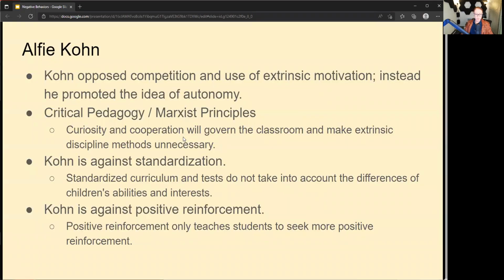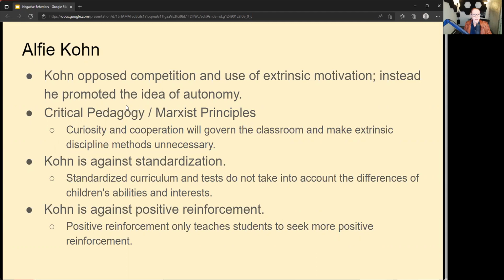So we're going to, as usual, look at a few theorists and look at their work and see how that influences how we approach dealing with negative behaviors. And one of the ones I am a big fan of is Alfie Kohn. He's actually a more modern theorist, has done a lot of research, a lot of work on a wide range of things, but one of the main ones has to do with behavior and student discipline or classroom management style topics.